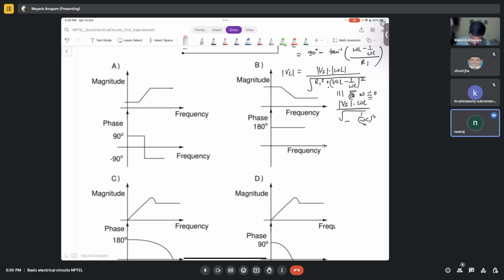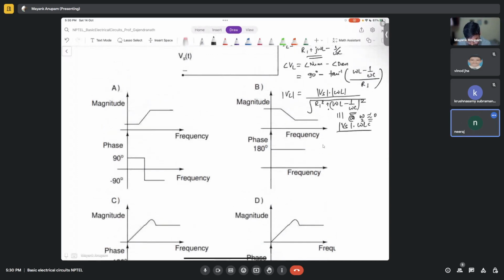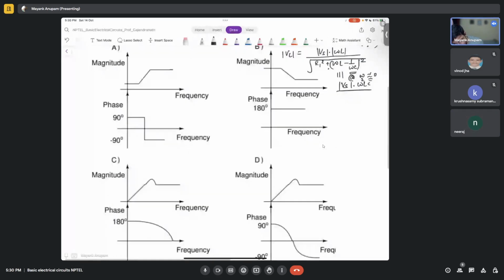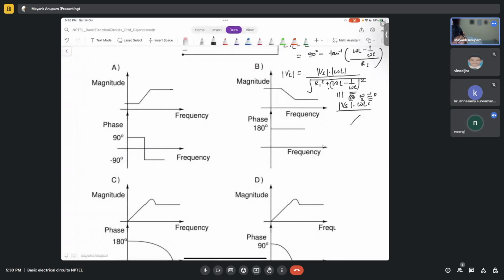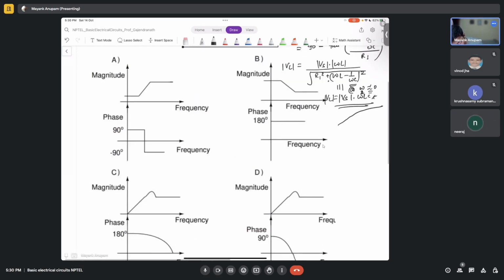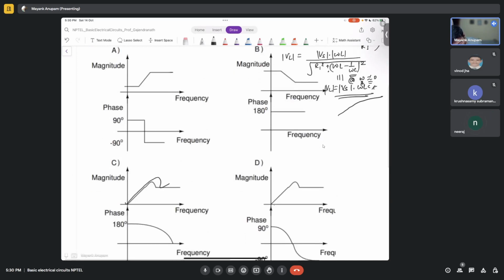So at very low frequency, what should you observe? There is an omega square term here, so the magnitude should be very low at very low frequencies. As omega is reducing, it should reduce, and as omega is increasing, it should go up like this, since it is directly proportional. So it should keep on going like this. At very low frequency, it should increase, so it should be either this one or this one, right?